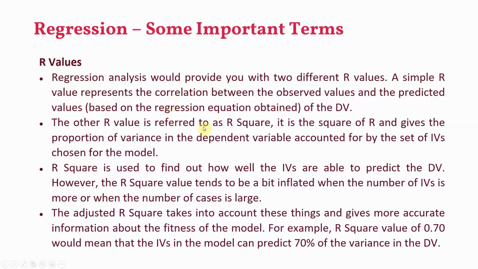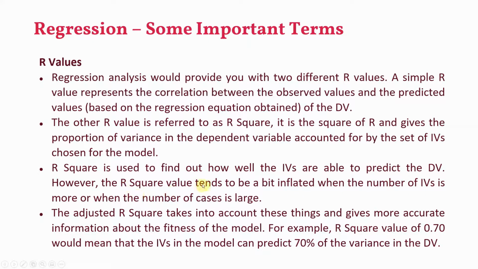The other R value is R square. So when you take the square of the R, it is R square. R square gives the proportion of variance, how much change in the dependent variable can be accounted for by the set of independent variables, if you've got more than one independent variable. Now R square is used to find out how well the IVs are able to predict the DV. The higher the R square value, the better the IVs are able to predict the dependent variable.